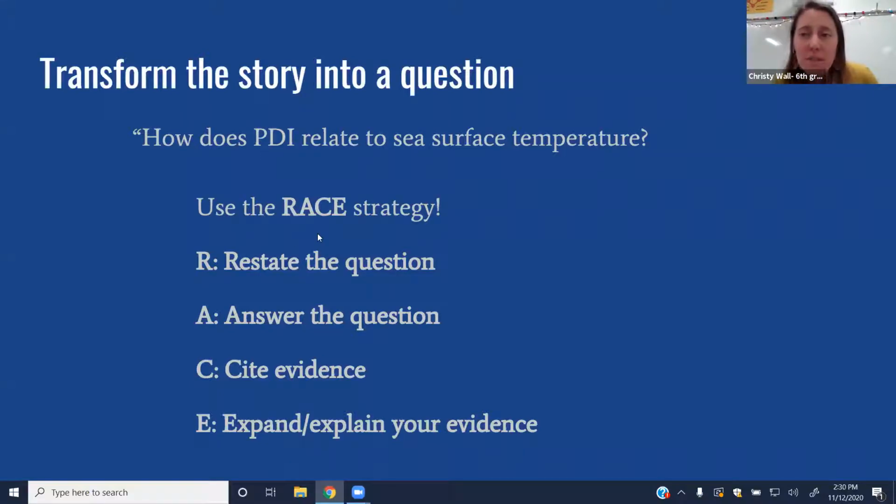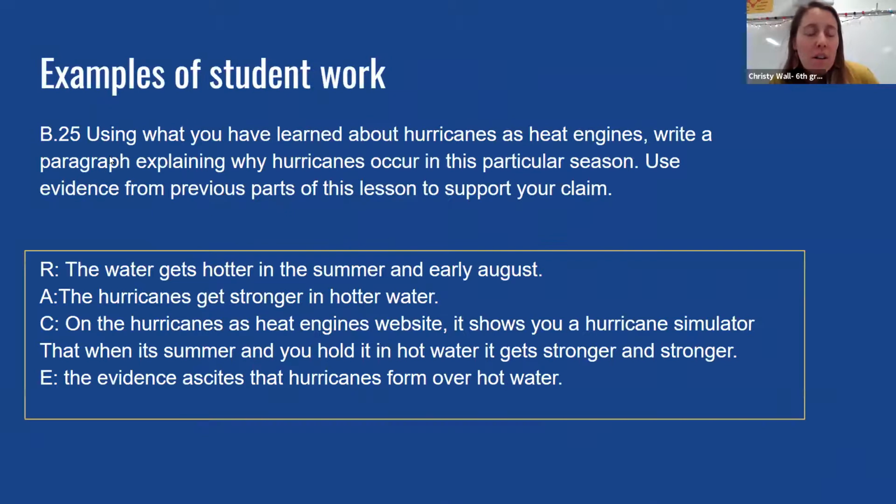So I'm going to show you a couple different examples. This is also from the Hurricanes as a Heat Engine story map. And so the question is, using what you have learned about hurricanes as heat engines, write a paragraph explaining why hurricanes occur during this particular season, which was fall, right? It's some late summer, fall. Use evidence from previous parts of this lesson to support your claim. So I asked my students to write this as a race.